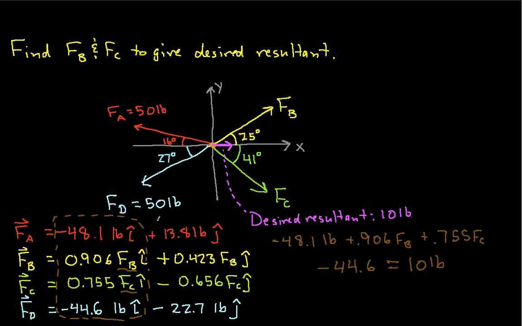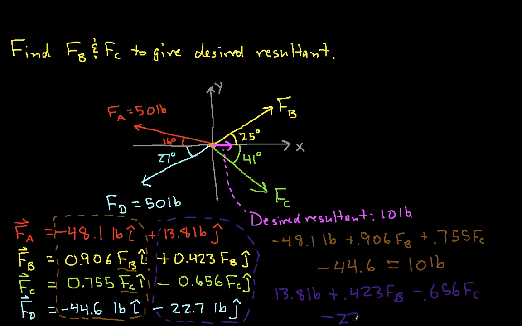Okay. In the y direction, we have all of these values, and we'll sum them up. We want them to be 0. So we have 13.8 pounds plus 0.423 FB minus 0.656 FC minus 22.7 pounds, and this is equal to 0 pounds. Okay, so we have our two equations and our two unknowns. Again, our unknowns are FB and FC. So let's solve these two equations.